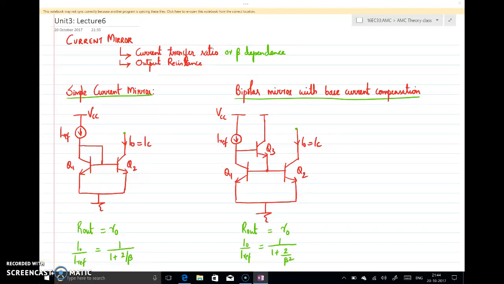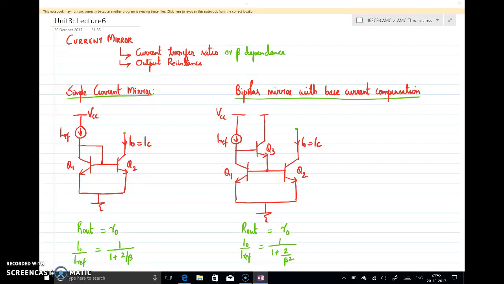Welcome to the sixth lecture of Unit 3, current mirrors. So far we discussed MOSFET based current mirror as well as BJT, and specifically in BJT we discussed two variants, simple current mirror as well as current mirror with base current compensation.